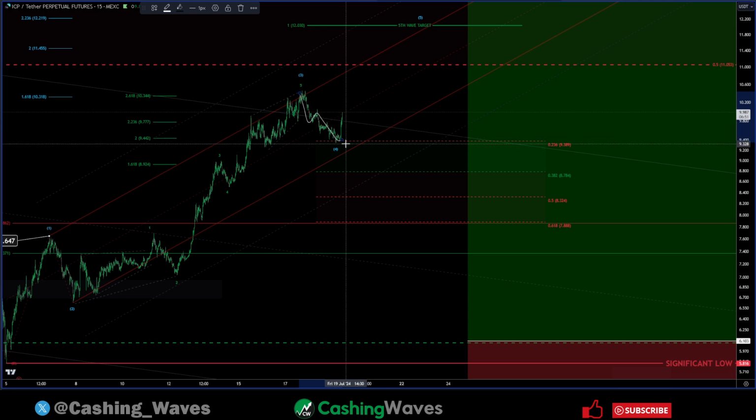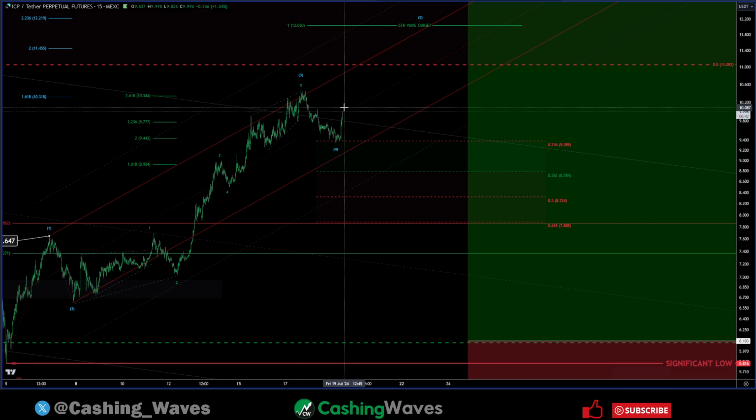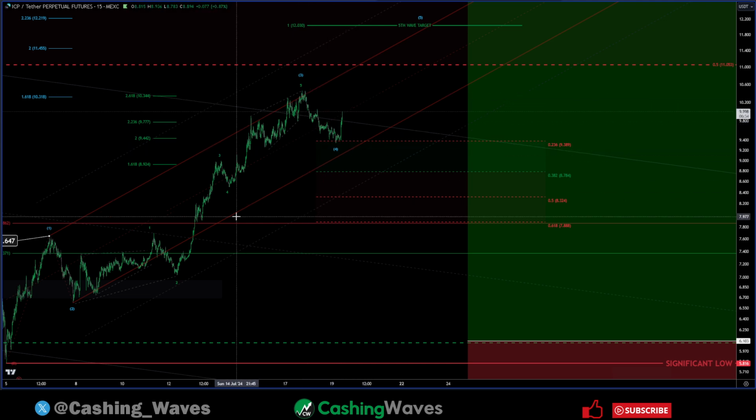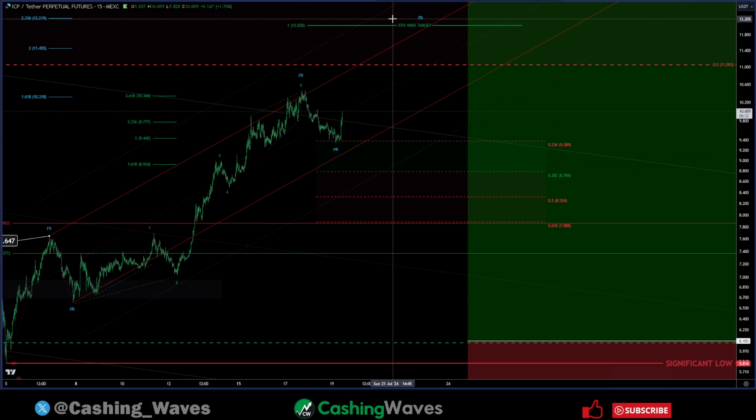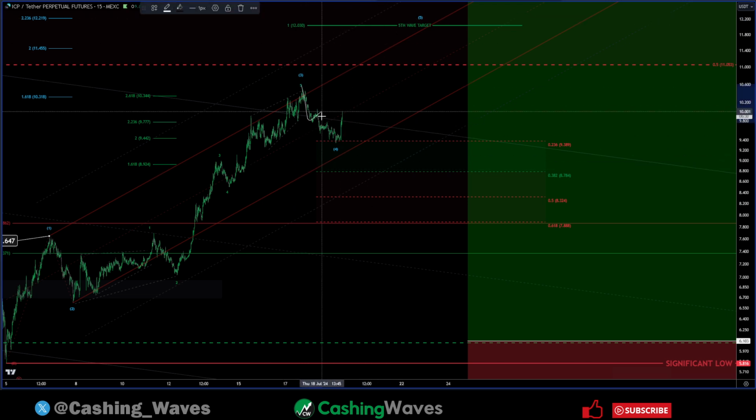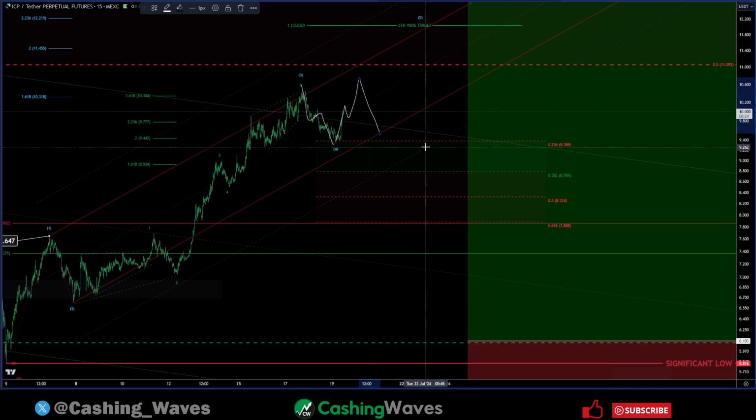Now, things we expect in fourth waves are triangles, flats, and as well as running flats. So either this is the end of the correction in a zigzag, and we just got a shy retracement, which is fine, and we just go up from here, or we get some sort of 3, 3, 5, or 3, 3, 3 if it's a WXY.